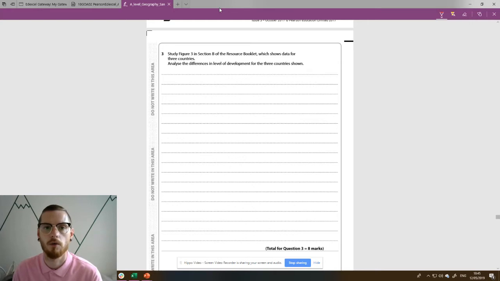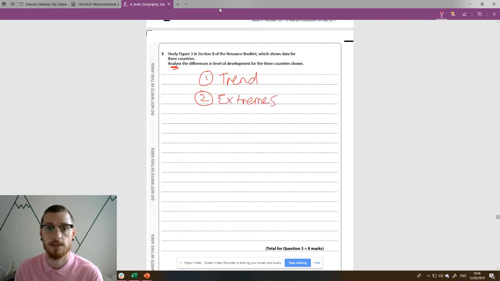Sorry everyone, it tells me to study figure 3. As I said earlier, if it says study and it gives you a figure, you must use it. You're quoting information directly from that resource. Now, I've got analyze the differences in level of development for the 3 countries shown. So I'm going to think about, as I just said, the overall trend within my answer. I'm going to use data from the resource to support that trend. I'm also going to think about the extremes within the data set. And 3, I'm going to use this all to suggest some anomalies as well. So I'm looking at the level of development in the 3 countries. So what's the overall trend in level of development?